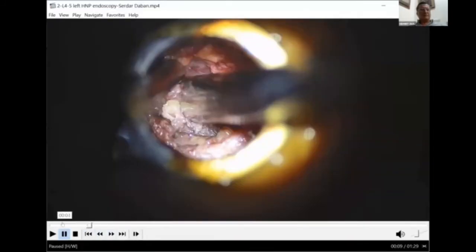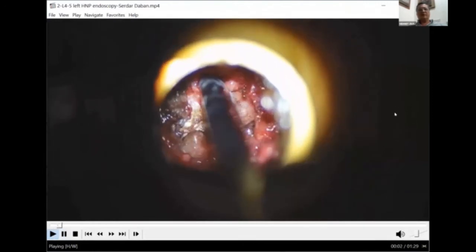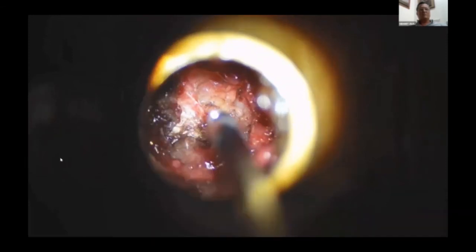Straight leg raising test was positive. Of this case, screen sharing, no. Now, I think I must start from the, yes. Do you see the video?